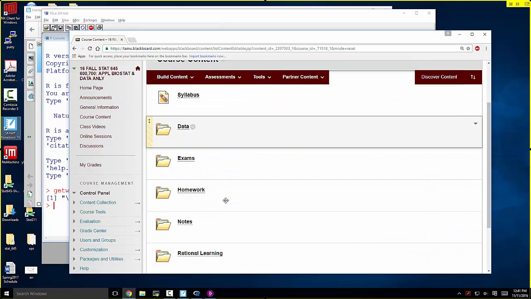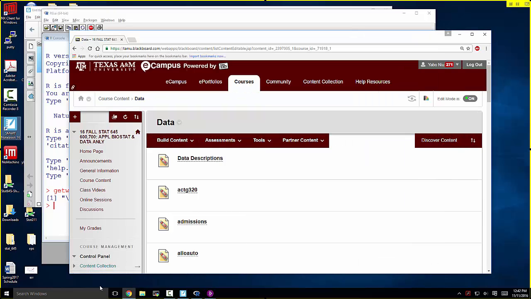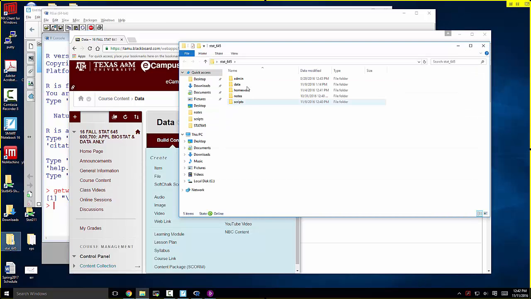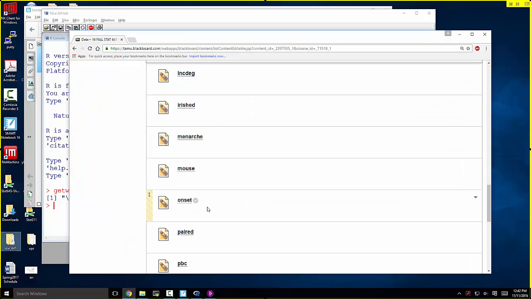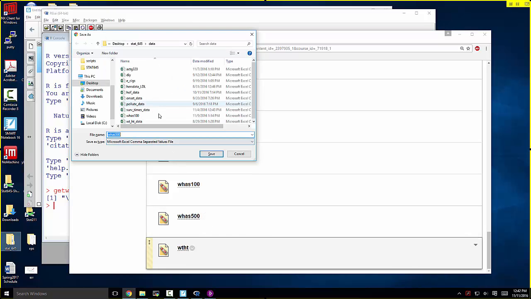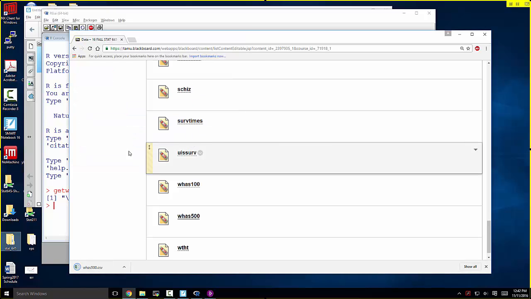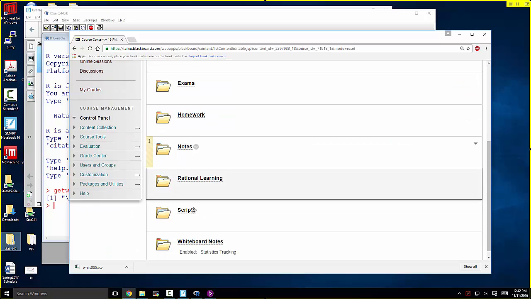All right, we're going to play with the WHAS 500 data today. There's two WHAS data sets. They both come from the same experiment. They're just two different data sets from it. We saw the WHAS 100 last time, so I'm getting WHAS 500 this time. Data and script.